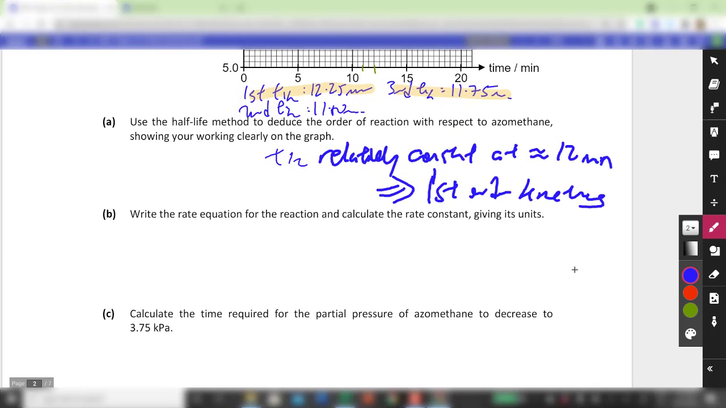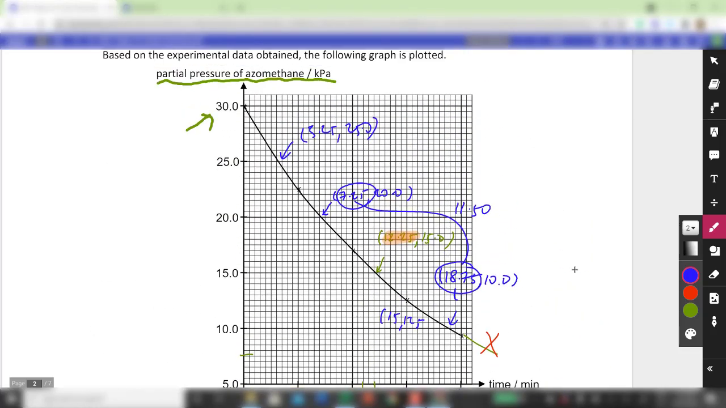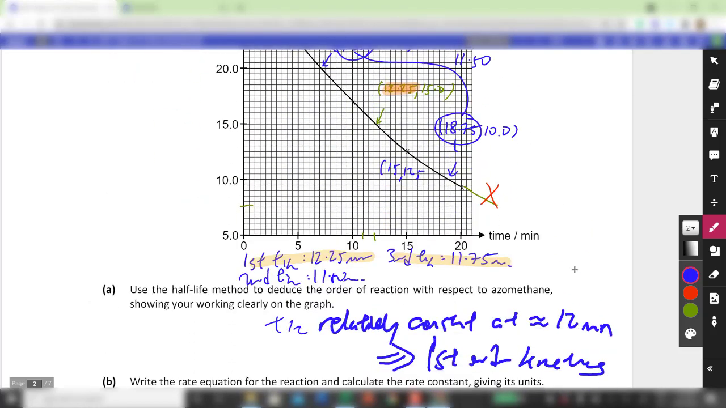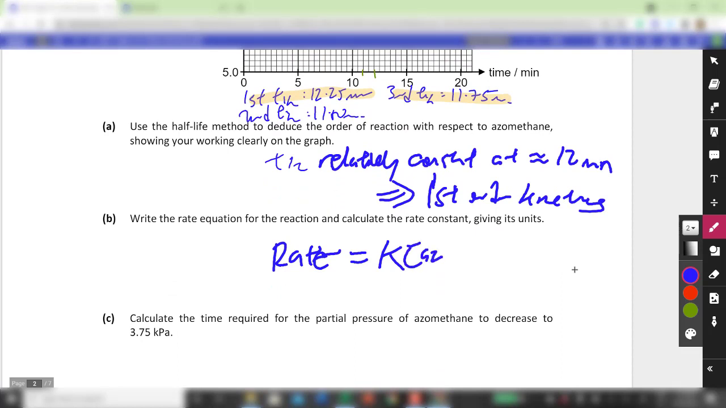Then the next part is we are supposed to write the rate equation for the reaction, and calculate the rate constant giving its units. That will be quite straightforward. So the rate equation in this case will be rate is equal to k times azomethane. So we can just put azomethane to the power of 1, because it's a first order reaction, as seen here.